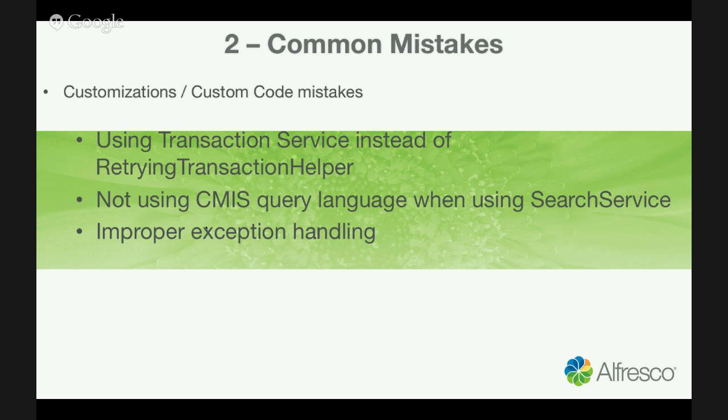Next bullet point is about not using the CMIS query language when using the search service. As you know, the Alfresco Search Service API supports different languages, so XPath, Lucene, Solr, and CMIS, which roughly correlate to the different underlying search implementations in Alfresco. CMIS is fully abstracted away from the underlying implementation, and that's the only language that will provide some guarantee of consistent behavior, even if you change the implementation. So this is not a must, it's just advice. When using the search service, try to use the CMIS query language when possible.